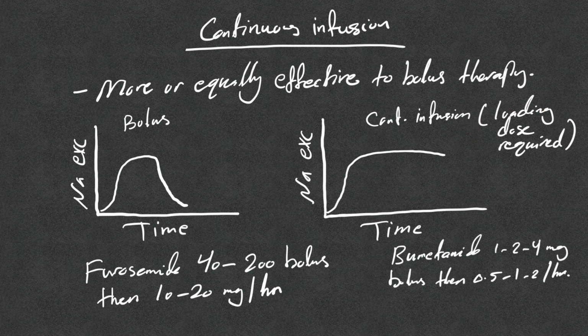and we highly recommend that. If you're going to use furosemide, we use a 40 to 200 milligram bolus, depending on the condition we're treating, then 10 to 20 milligram per hour. Bumex or bumetanide, 1 to 2 to 4 milligram bolus, and then 0.5 or 1 or 2 milligram per hour, and sometimes 4 milligram per hour.